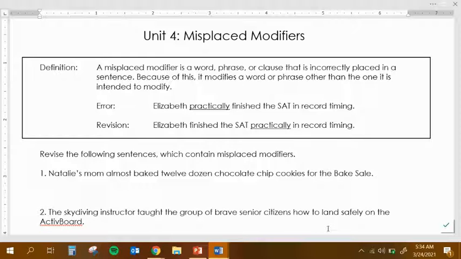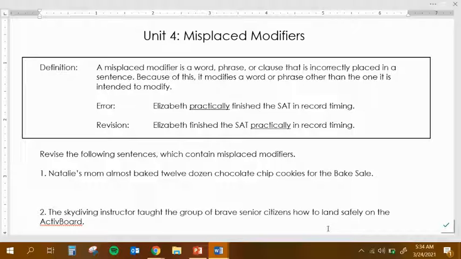So real quickly, your two activities today are focusing on misplaced as well as dangling modifiers. Remember that a misplaced modifier is a modifier that's just in the wrong place. So you don't have to do anything other than simply finding the modifier that's in the wrong place. It could be an adverb, it could be a prepositional phrase, and simply pick it up and move it, because it should be closer to the word it's modifying.